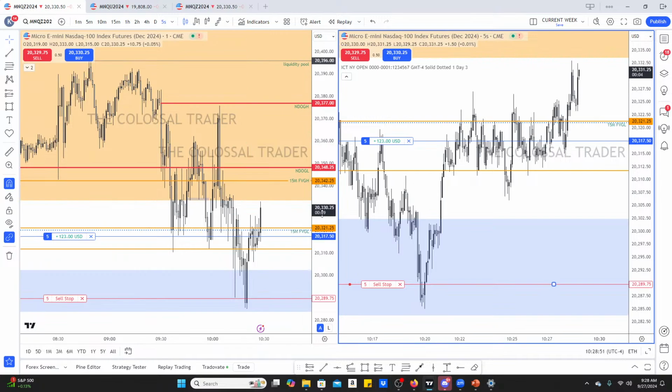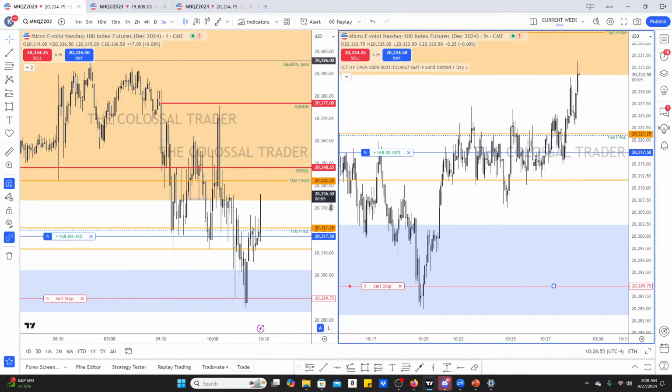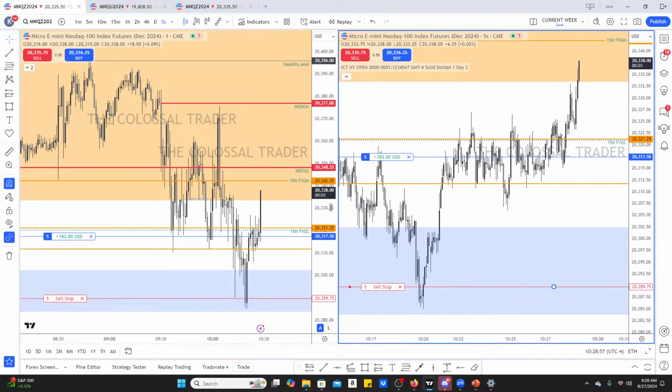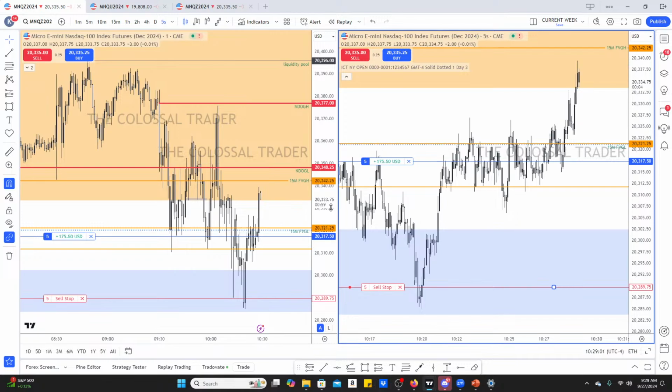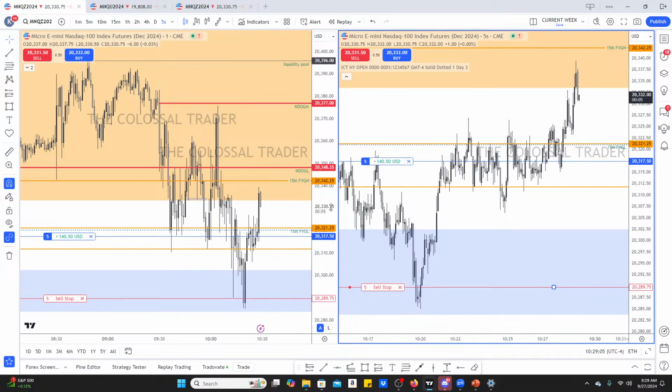I want to see some aggression here. Just start teeing up. If we start teeing up, we're going way higher. Okay. There we go. Now we're talking. We need to see a push. Keep going. Don't stop it. So 1 more minute before that 15-minute candle closes.